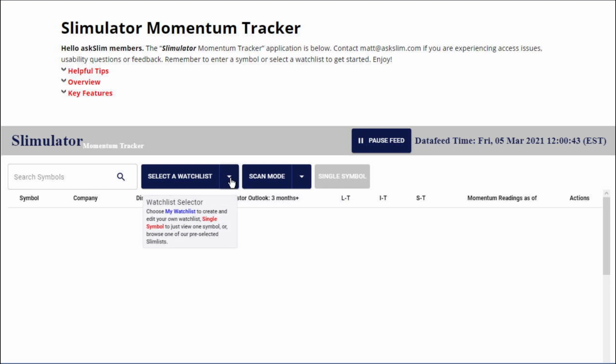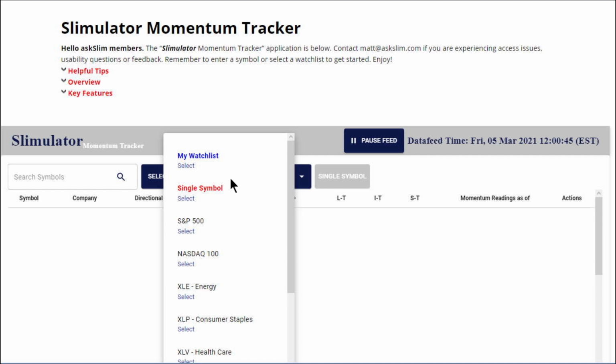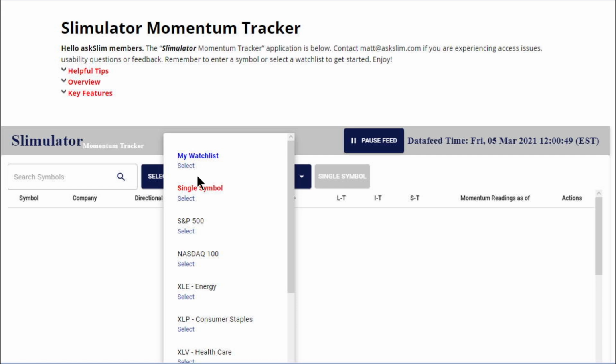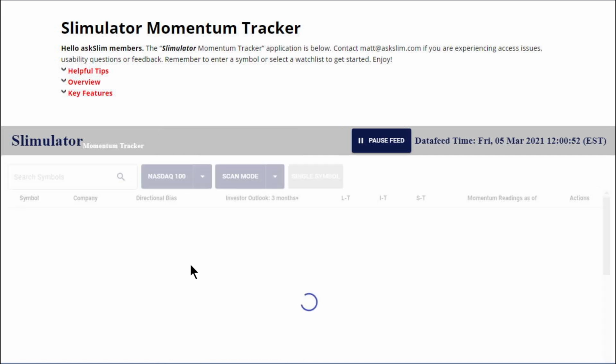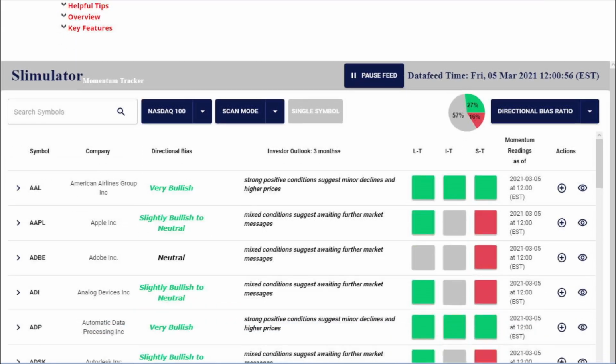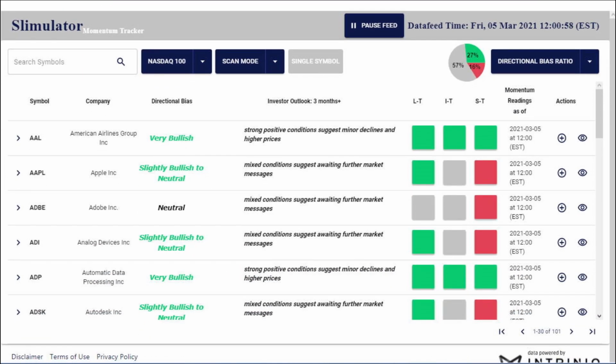I'm going to select a watch list. We have 22 different watch lists built in here, and I'm going to choose the NASDAQ 100, as you can see right there. I want to give you a quick sense of what I'm looking at. I want to get a sense of the strongest and weakest stocks. It has all 100 stocks in alphabetical order, but I'm going to sort and scan on them because I want a good sense of the conditions of these stocks.